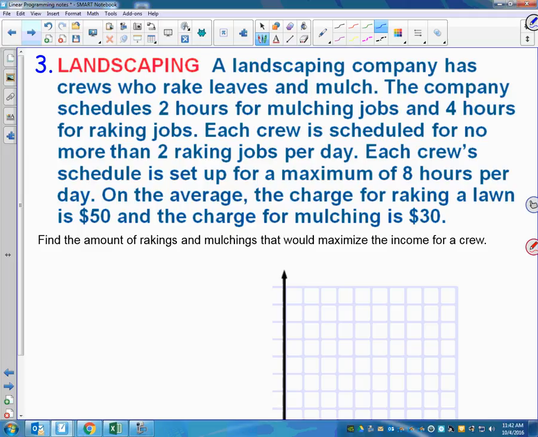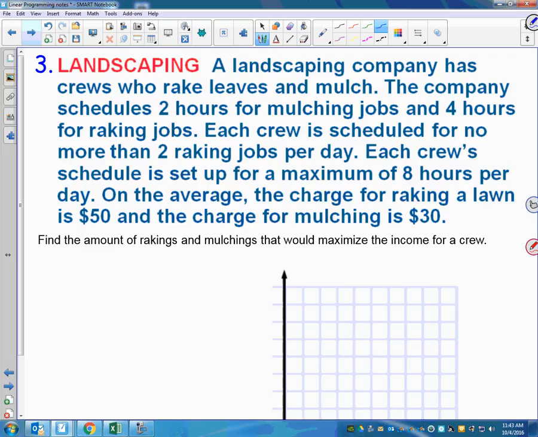So a landscaping company has crews who rake leaves and mulch. The company schedules 2 hours for mulching jobs and 4 hours for raking jobs. Each crew is scheduled for no more than 2 raking jobs per day. Each crew's schedule is set up for a maximum of 8 hours per day. And on average, the charge for raking a lawn is $50 and the charge for mulching is $30. Our job is to find the amount of rakings and mulchings that would maximize the income for a crew. That's a lot, right? That's a lot of information.